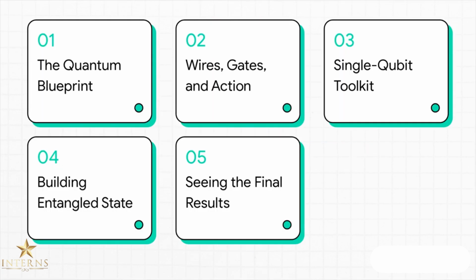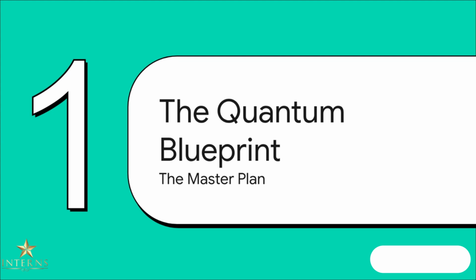So here's our game plan. First, we'll define what this quantum blueprint actually is. Then, we'll break it down into its core parts, the wires and the gates. After that, we'll check out the essential single qubit toolkit before we use it to build an actual entangled state. And finally, we'll see how you can read the results. Okay, let's start with that big picture.